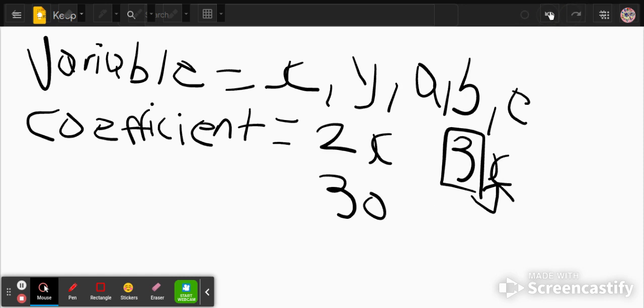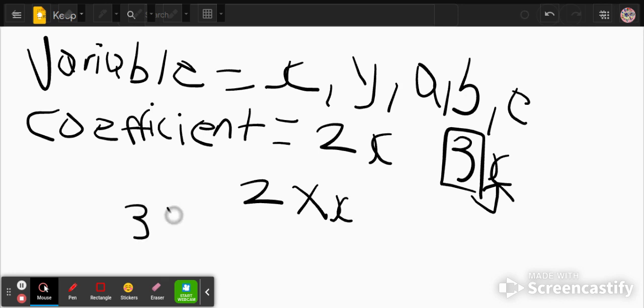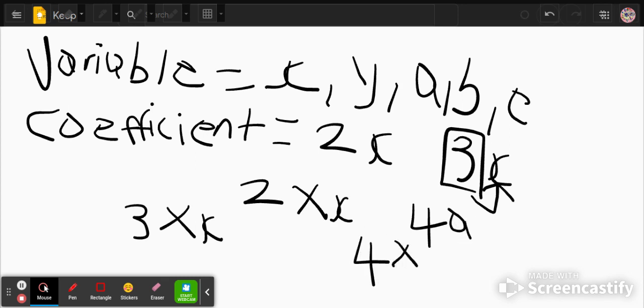And another thing to note, when you see 2x, it means 2 times x. And same with 3x, it means 3 times x. And if you see 4a, it means 4 times a. So that's basically what it is saying.